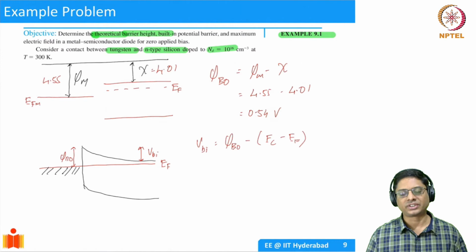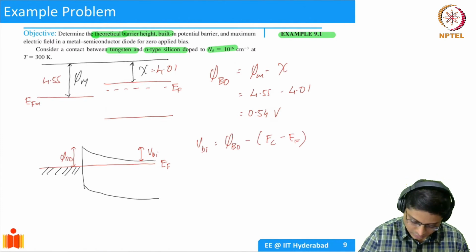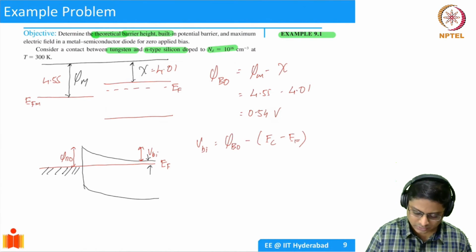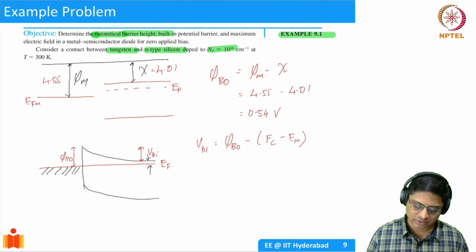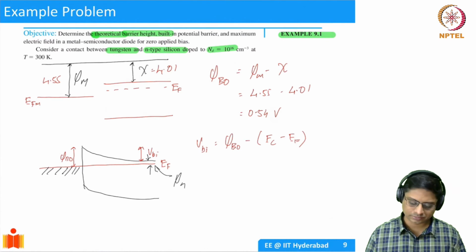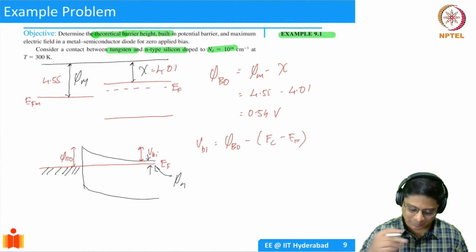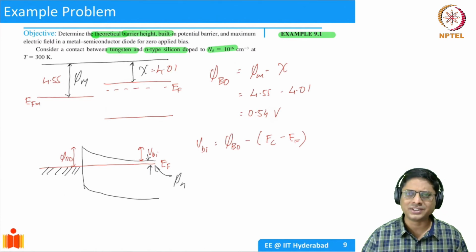We need to find out that distance. So in this picture, I want to know what this distance is. This is your EC minus EF. I think we called it phi n also somewhere. This was phi n also, you can call it. So what is this distance? Well, if you want, you can look up the expressions and calculate this. I don't remember the NC number, so I'll calculate it related to EI.